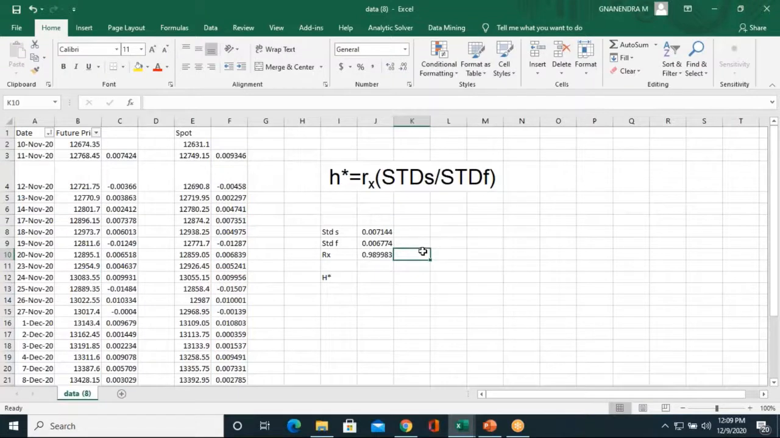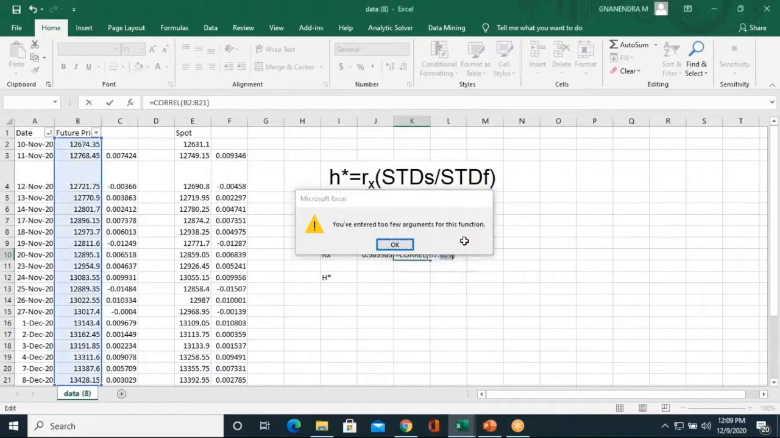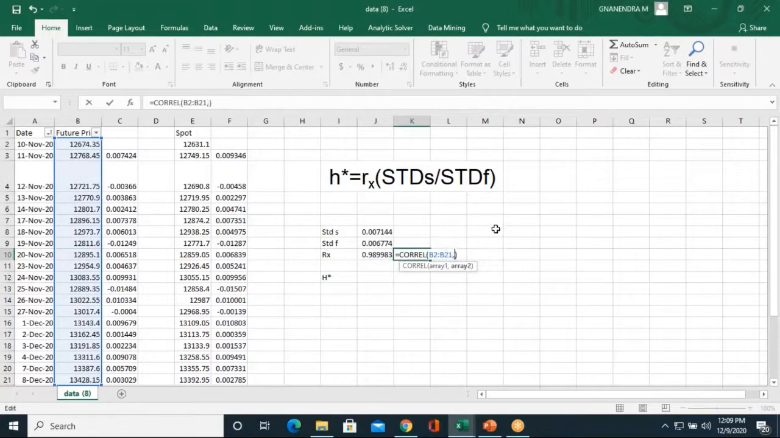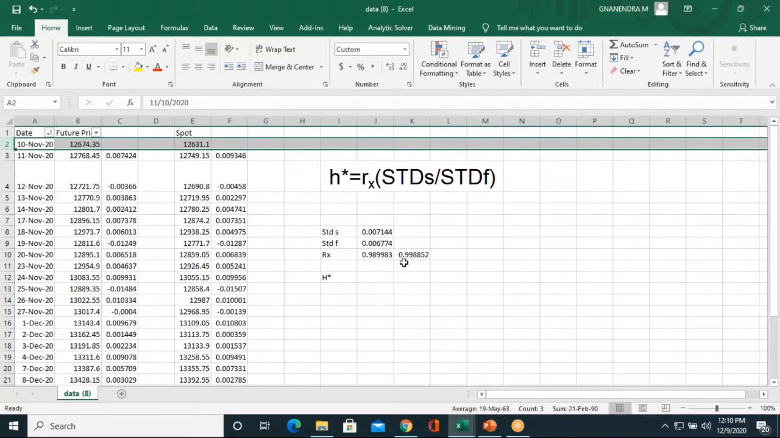Let's see, calculate the correlation for the price. Comma. So you're gonna get the same value, but here 99.88 only, because I've taken 10 November also.